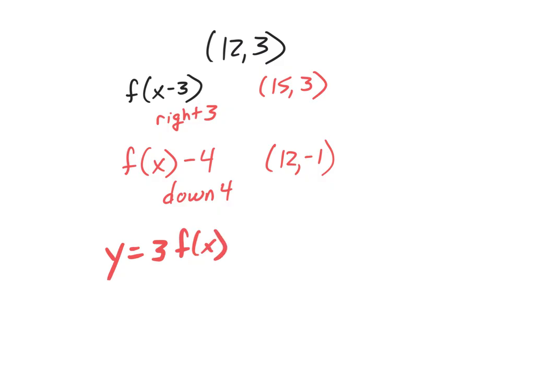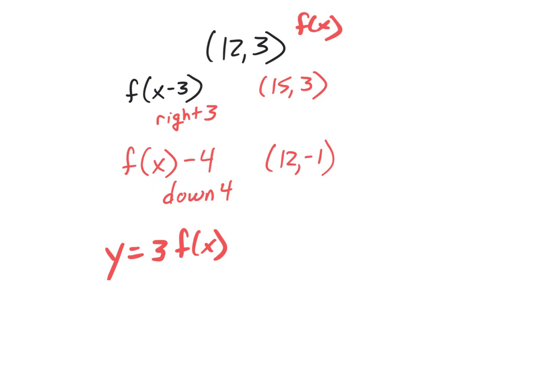Okay, 12.3 is on the original function, okay? And I never really said that, but this point would be on the original function. And so we want to figure out where it would end up, okay? Well, here's the easiest way to do this problem.